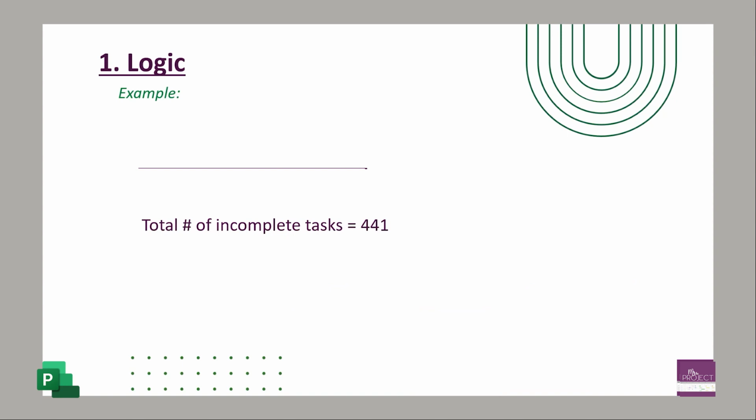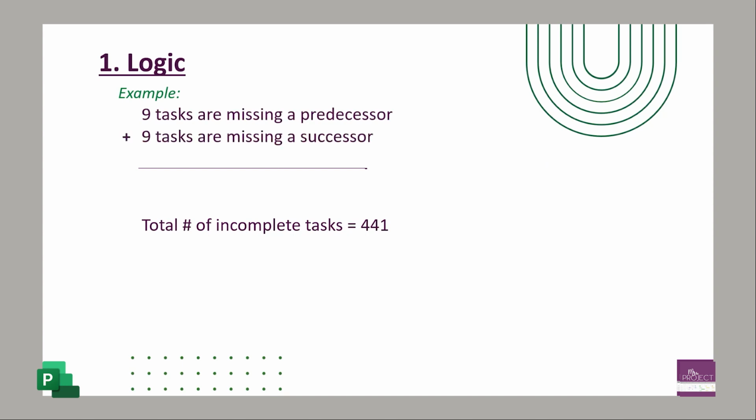So an example of this would be, say in your schedule, you have 441 tasks that are currently incomplete. Now this schedule could be greater than this, but that's how many incomplete tasks you have. And then 9 of those tasks are missing predecessors, 9 are missing successors, but 6 of those tasks have both predecessor and successor missing. So that means it's just a random stray task in your schedule with no relationship to anything. So you would add the amount of predecessors missing and the amount of tasks that have successors missing, but then you would minus the 6 that have predecessors and successors both missing.